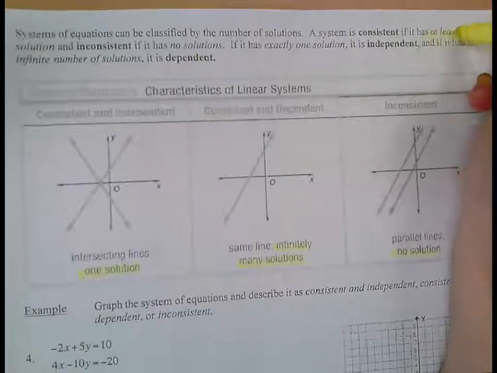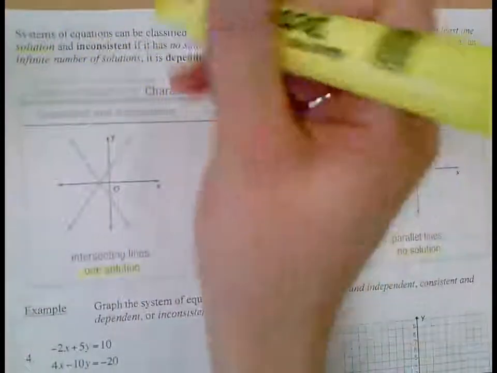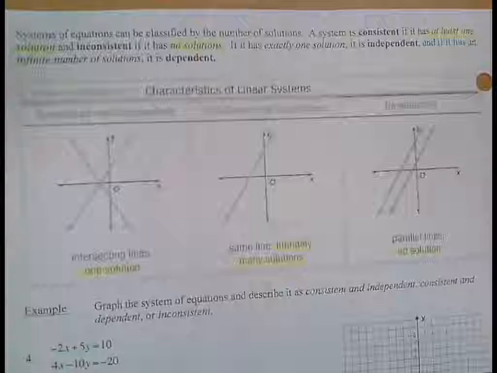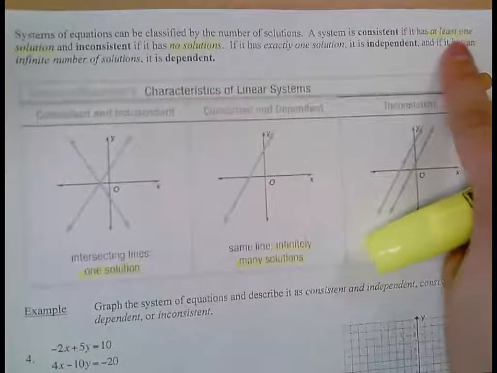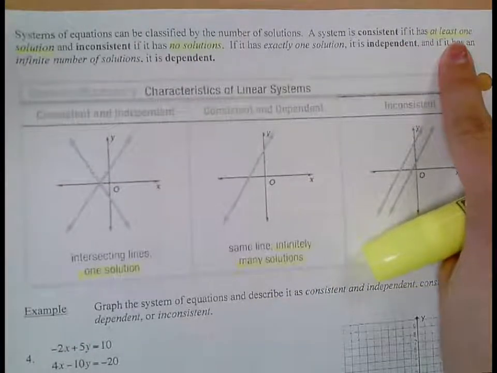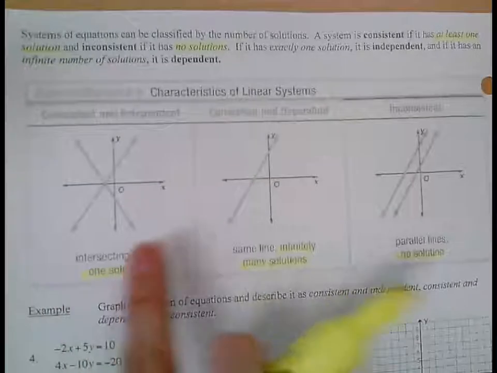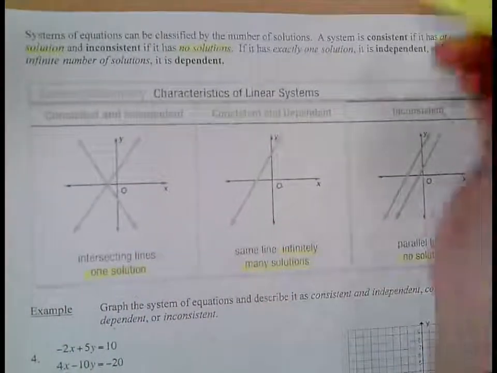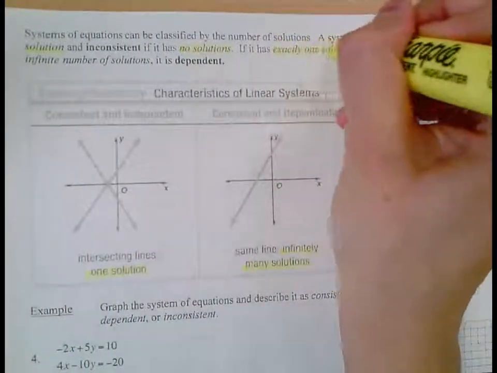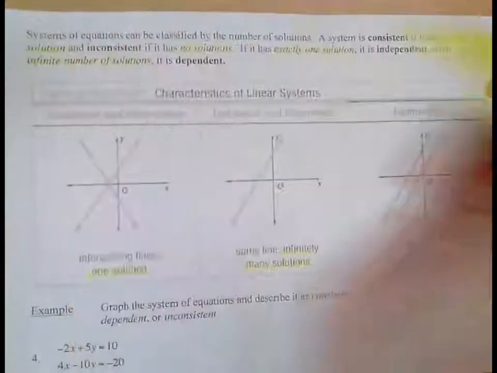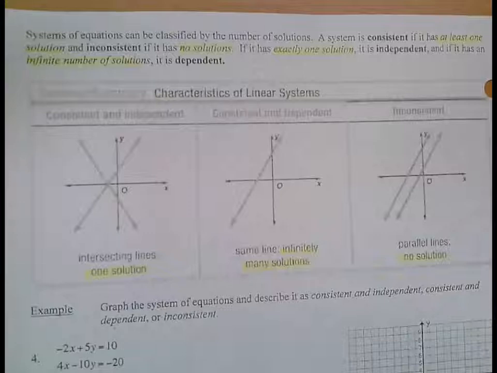Consistent means it has at least one solution. Inconsistent means it has no solutions. If it has a solution, then you want to specify, does it have exactly one or does it have infinitely many? So independent means it has exactly one. Dependent means it has infinitely many solutions or an infinite number.